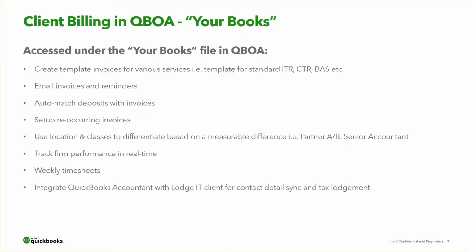Use location and classes to differentiate based on measurable difference, so partner A versus partner B, in terms of charge-out rates and the type of work that the accountants have actually got through, whether it's going from a partner down to a senior accountant versus a junior. Track firm performance in real time, so there's various forms of reporting that you can set up. Don't get me wrong, I think we can still improve in this area, so we can set up different types of KPI reports in the future, but in terms of what you need to run your practice, there's more than enough in there already.